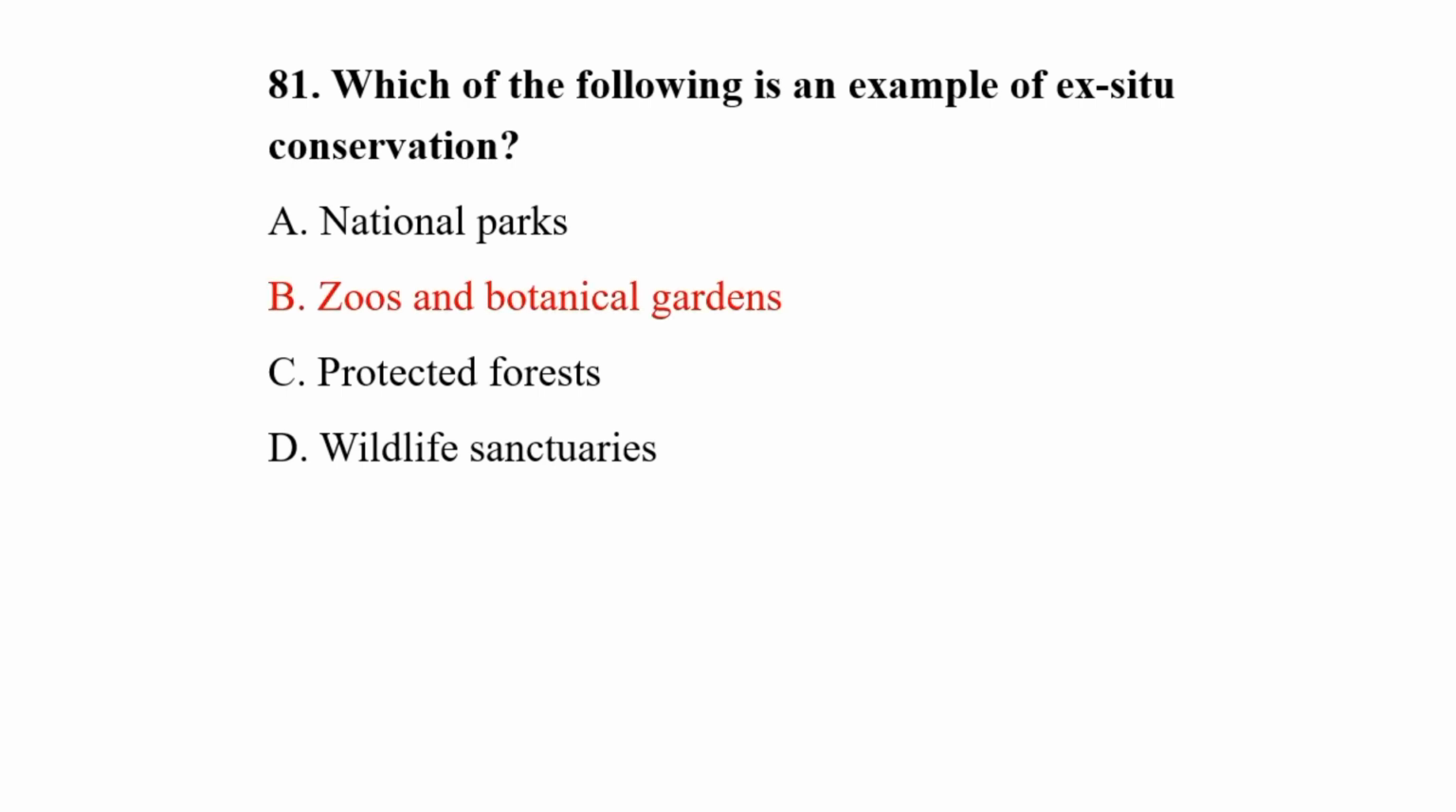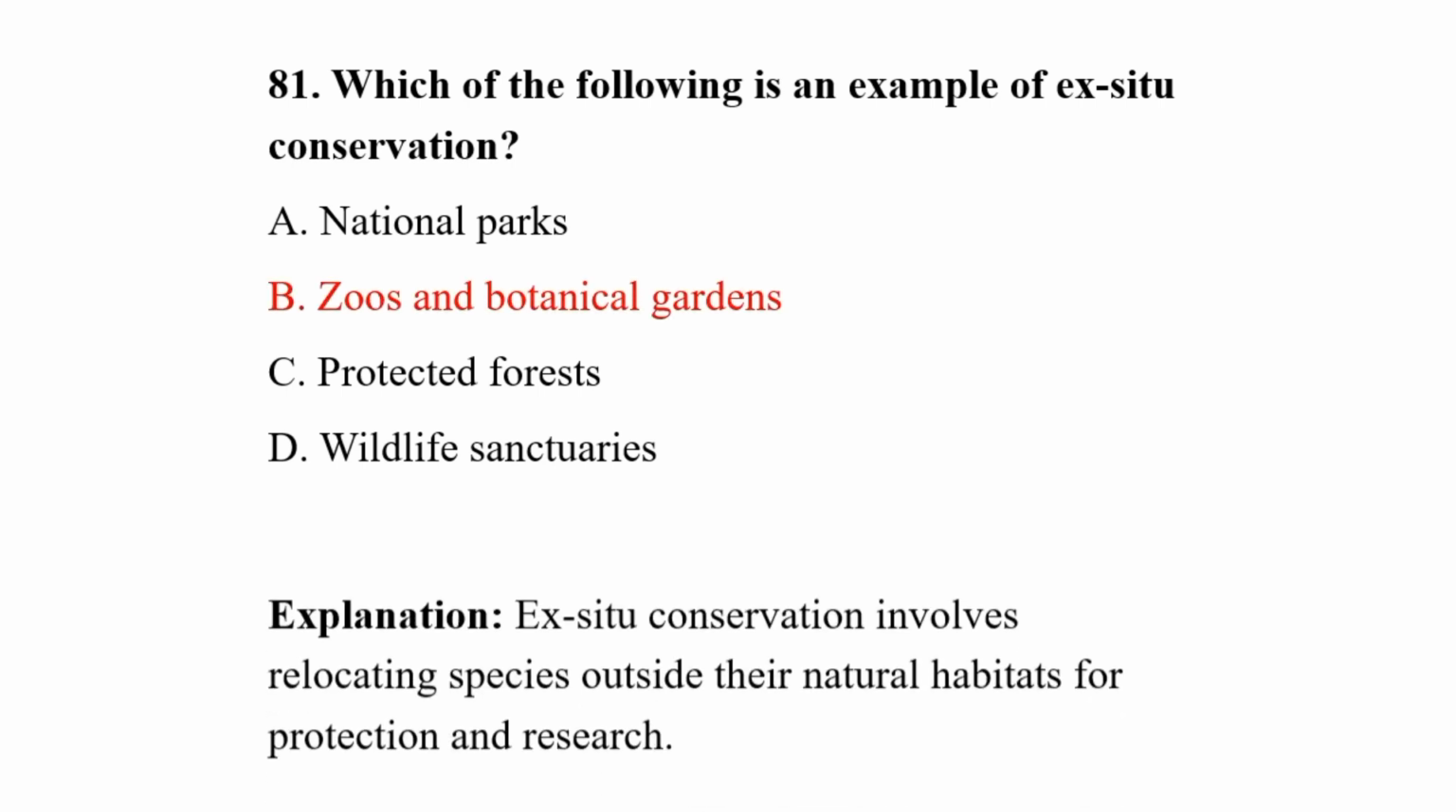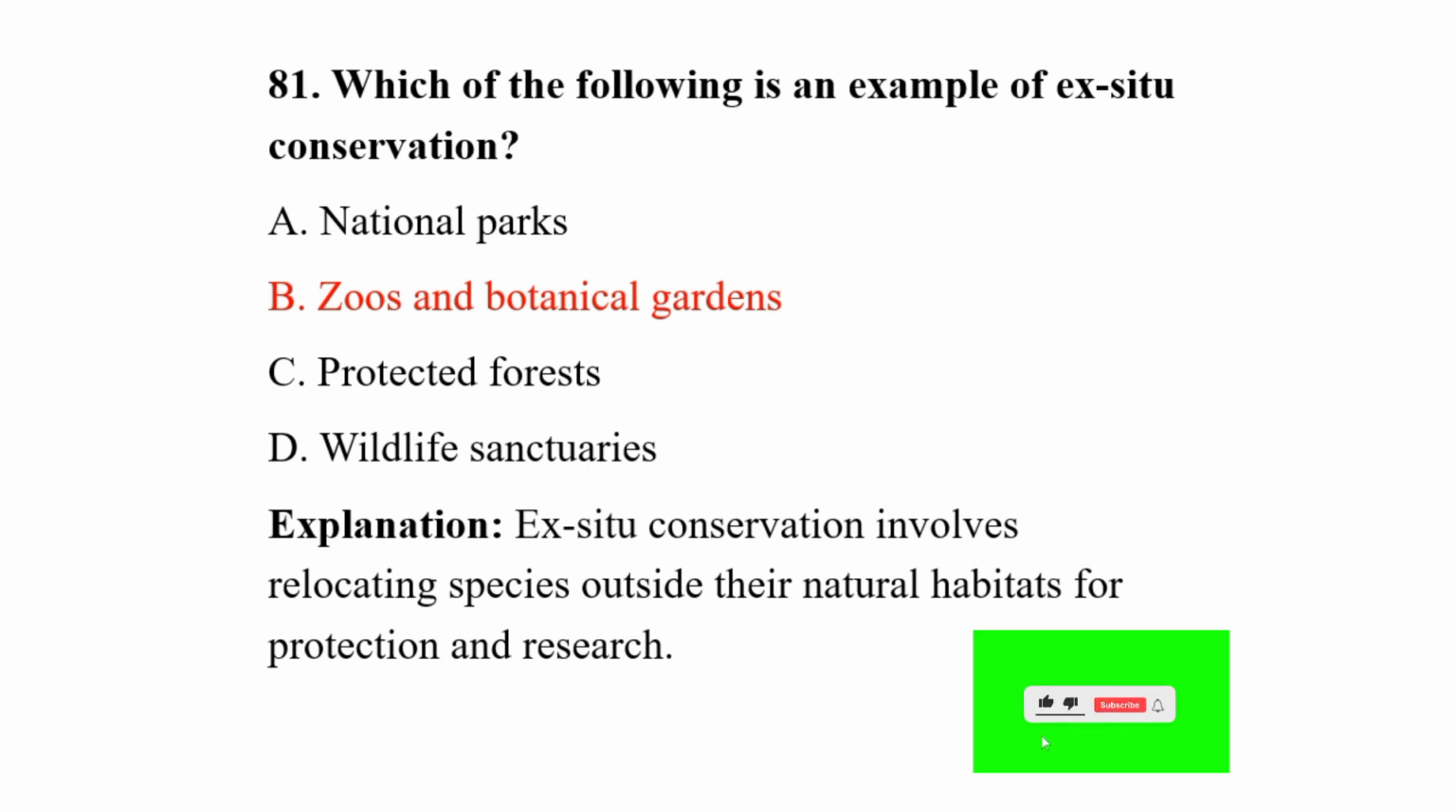The answer is zoos and botanical gardens. Ex situ conservation involves relocating species outside their natural habitats for protection and research.